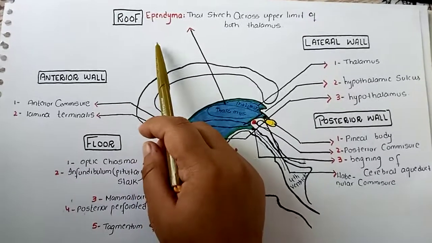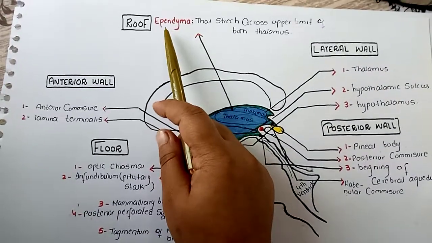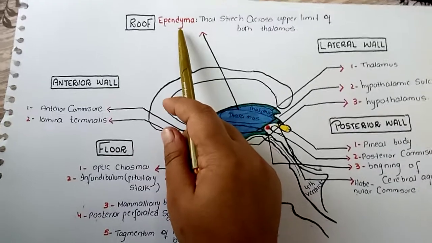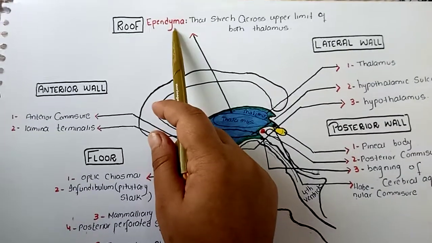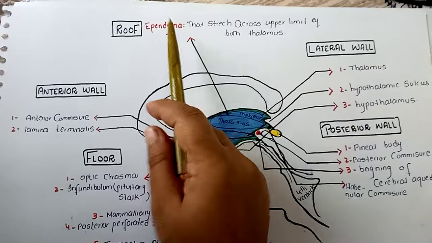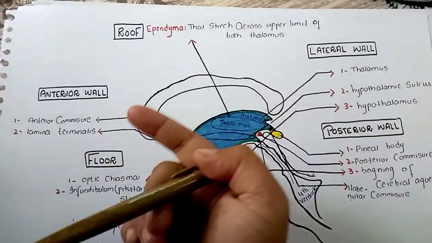The roof of the third ventricle is made by the ependyma. Ependyma is basically the epithelium which stretches across the upper limit of both thalami and forms the roof of the third ventricle.